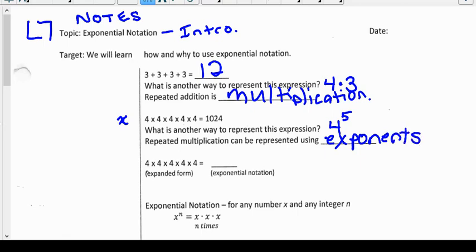So when we see it written out like this, in this long form, we say it's expanded. It takes a lot of space, right? When we see the exponent, we see that's exponential notation. And that's what the title of these notes are, right?